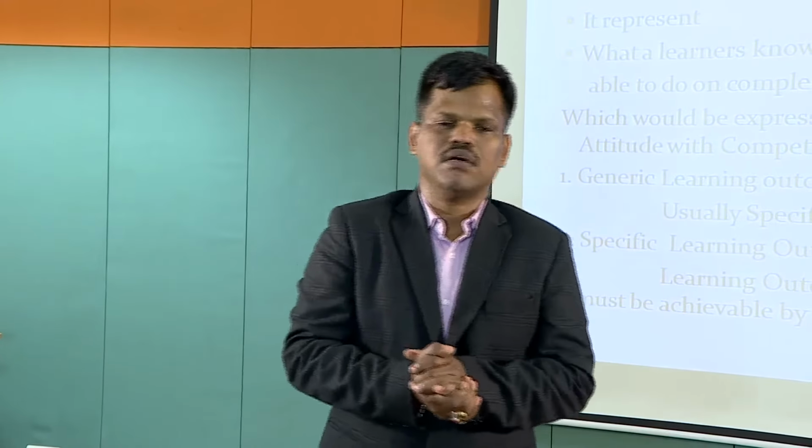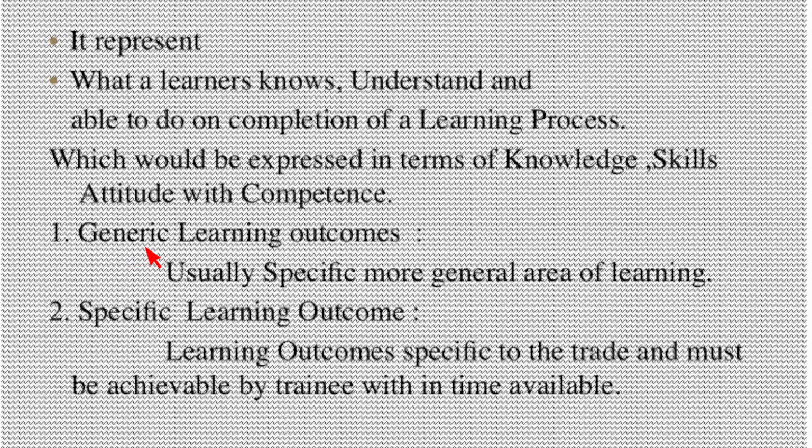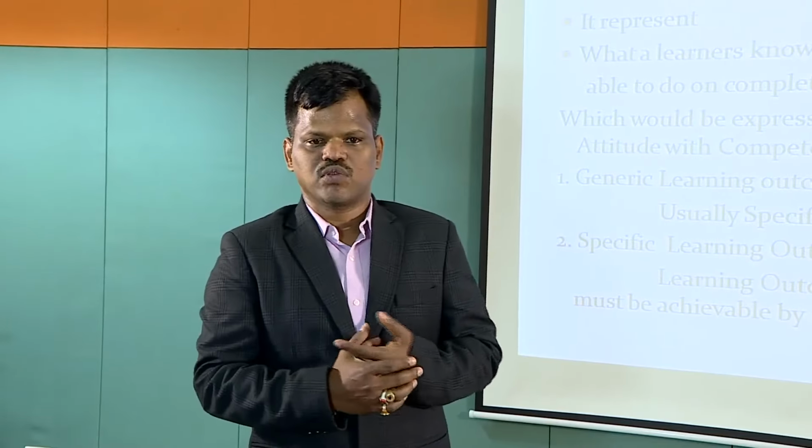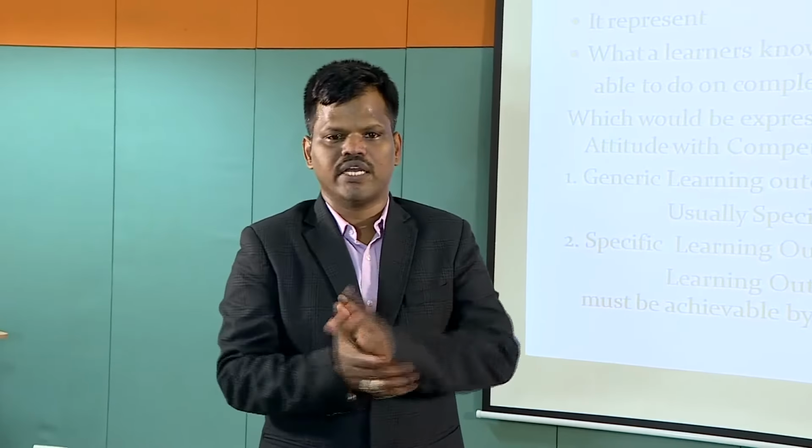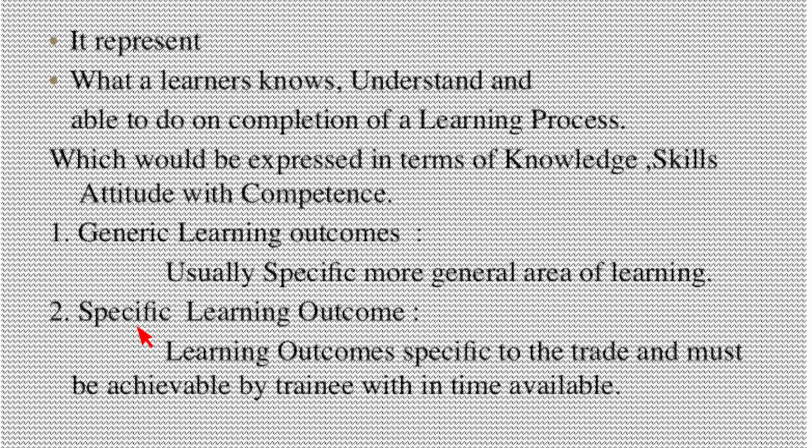We can understand the core skills and responsibilities and everything. Generic learning outcomes usually specify a more general area of learning. Specific learning outcomes are specified to the trade and must be achieved by the trainee within the time available.